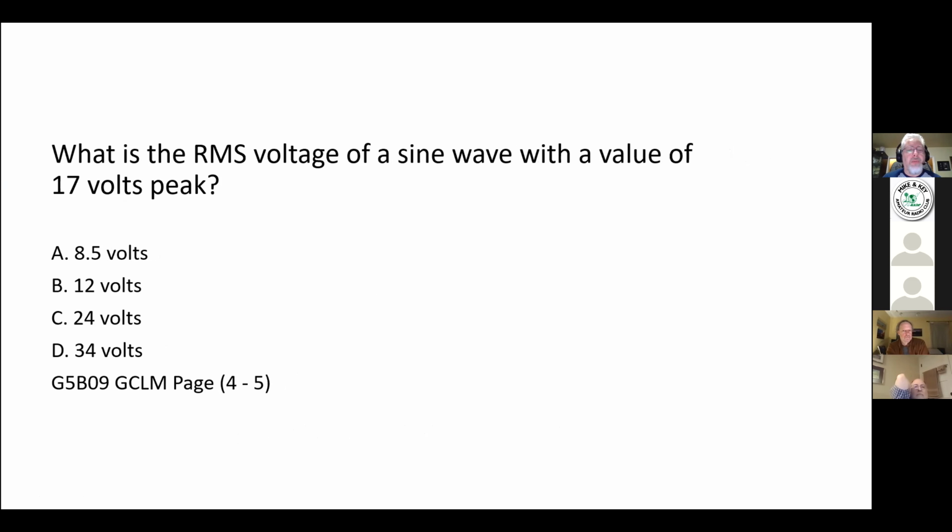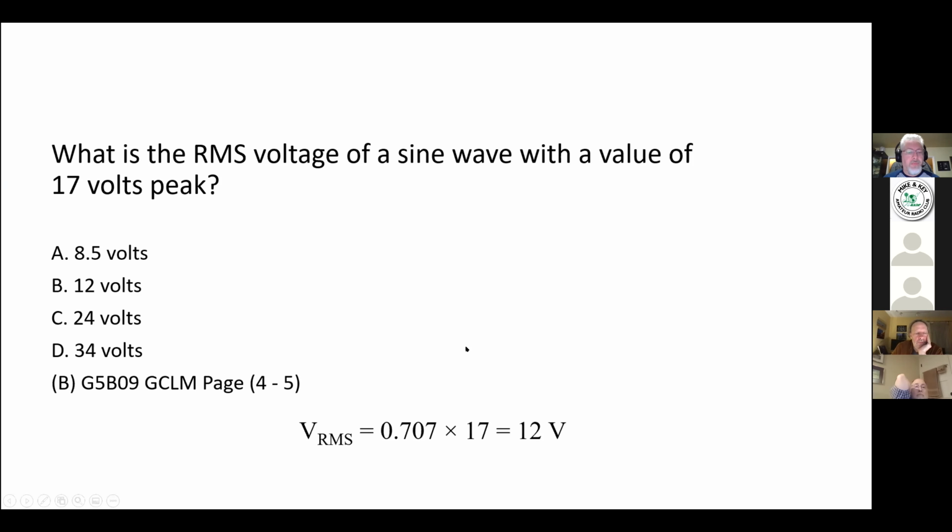What is the RMS voltage of a sine wave with a value of 17 volts peak? A, 8.5 volts. B, 12 volts. C, 24 volts. Or D, 34 volts. Bravo is correct. You take the VRMS, 0.707 times the 17 gives you your 12.